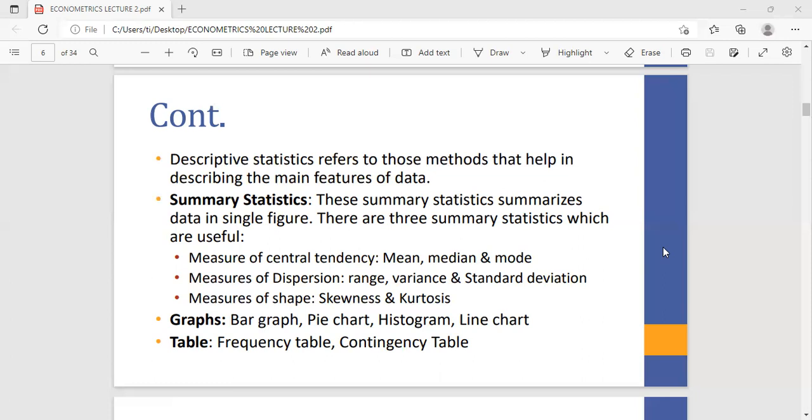Then there is also something called a 2 by 2 contingency table, classifying objects based on two factors. For example, voted, not voted, and male and female. If you want to show this kind of information, you can use a 2 by 2 cross tabulation, or what we call a contingency table. So these are the various techniques used for describing data.